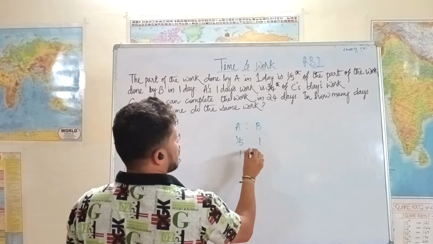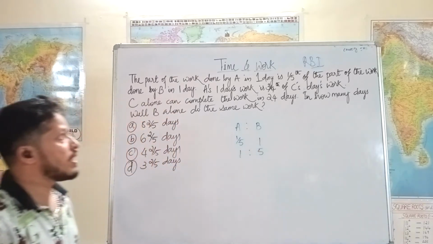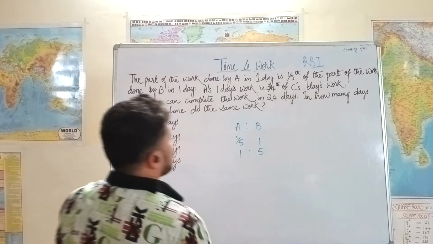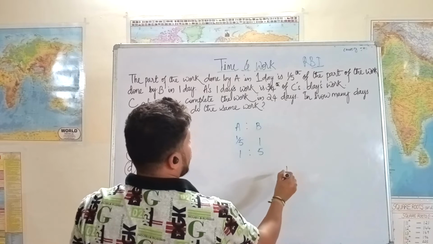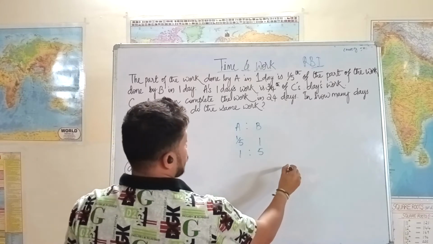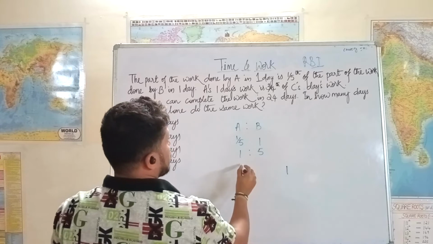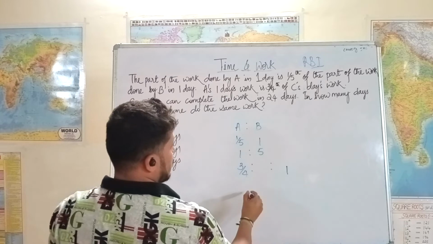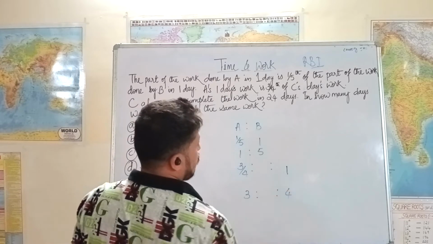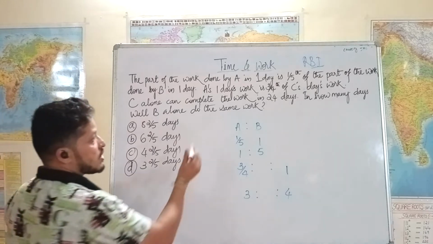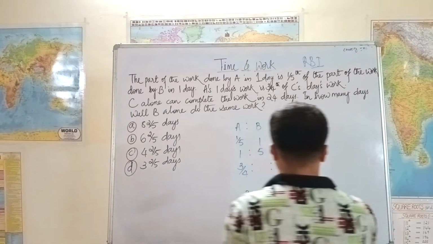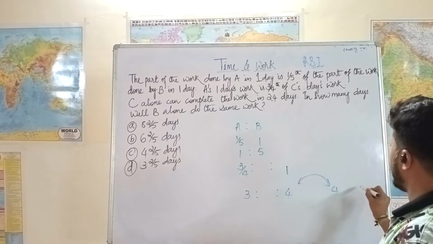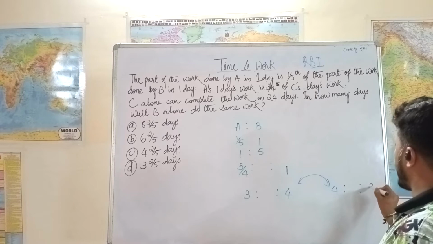Or you can also write it as 1:5. Right. Next, A's 1 day's work is 3/4 of C's work. If C's efficiency is 1, then A's efficiency is 3/4. This can also be written as 3:4. So this is about efficiency. Time is reverse. The time taken will be inverse. So if A takes 4 days, then C will take 3 days.